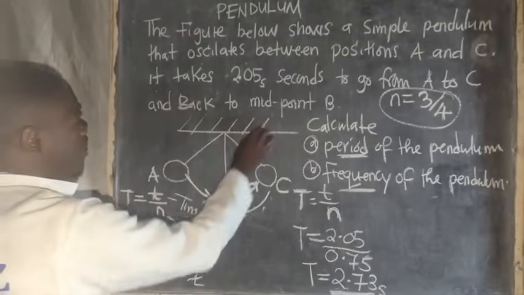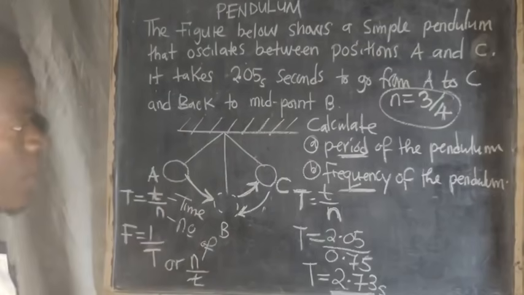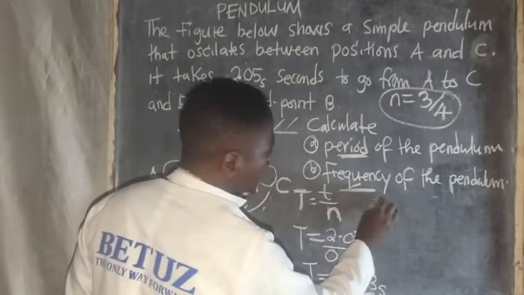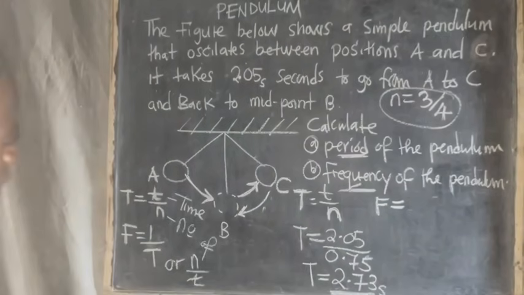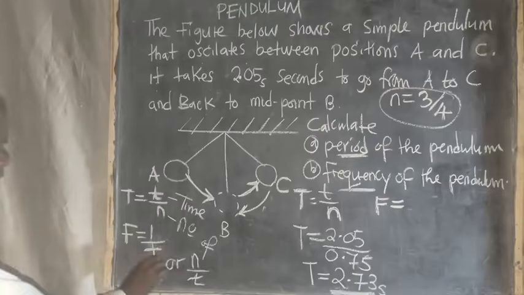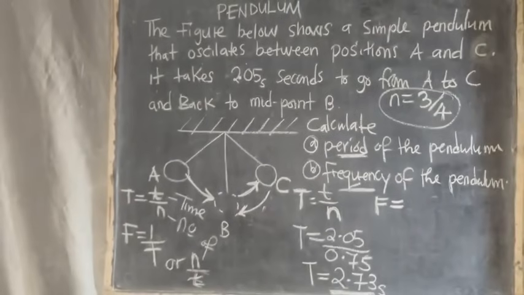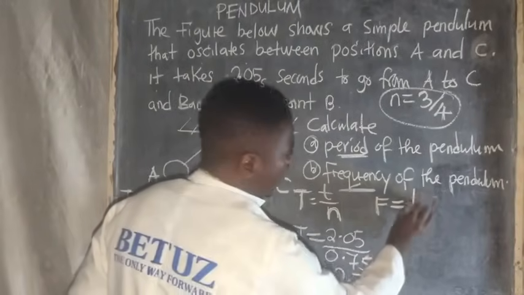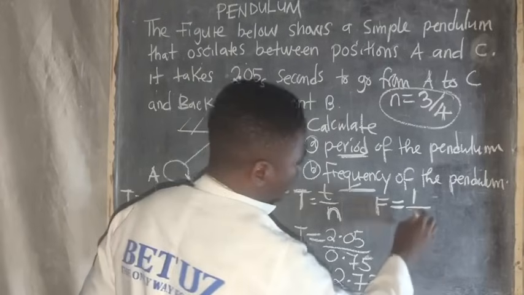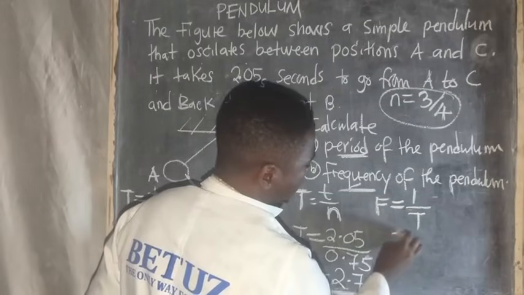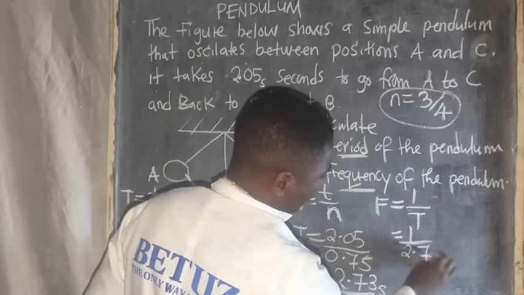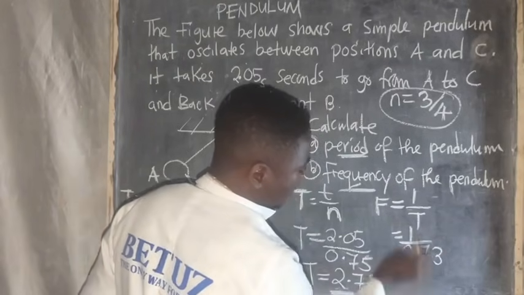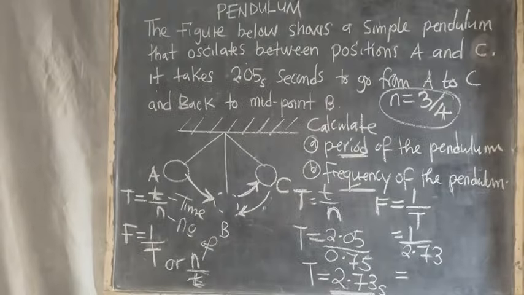We can put this showing that it is hanged somewhere. So we go to the frequency. I told you that for frequency, we can use two formulas: 1 over period or N over T. Just one and the same. So 1 over, what is our period? 1 over period. So which means 1 over, what is our period? 2.73.